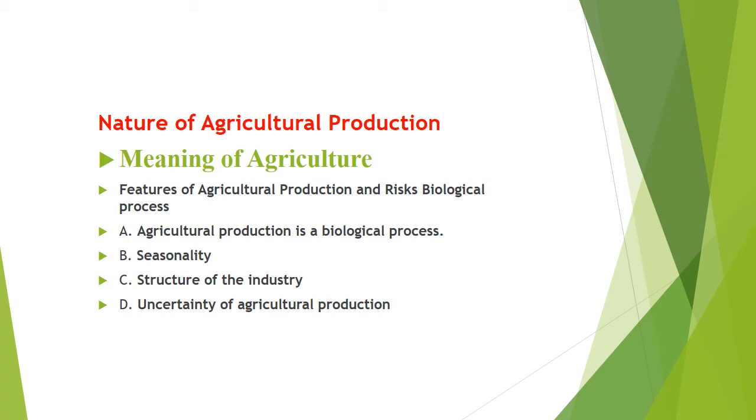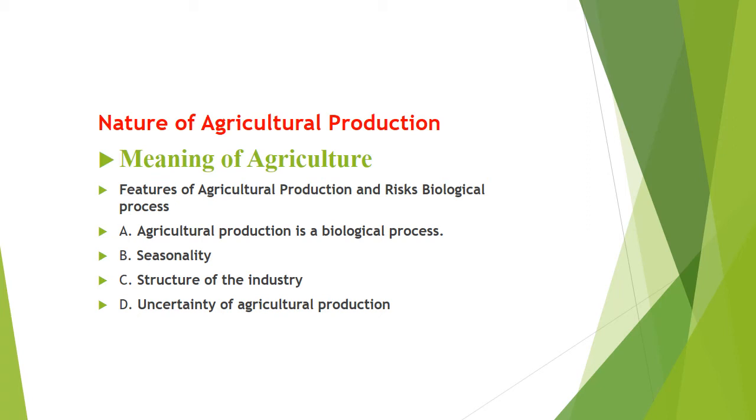The third feature of agricultural production and biological risk is the structure of the industry. The structure of agricultural industries also subjects farming enterprises to price risks.